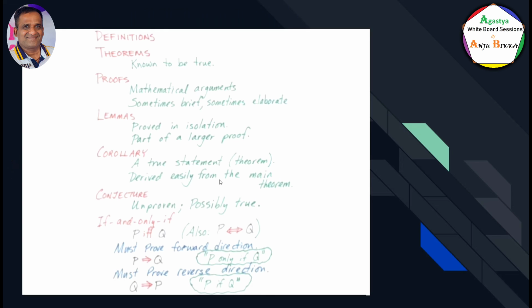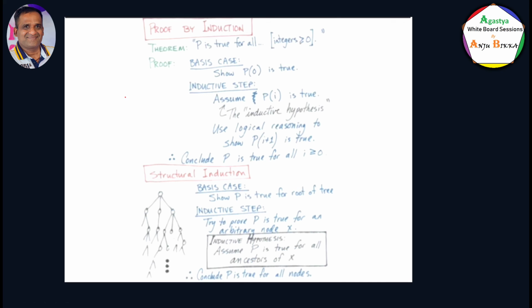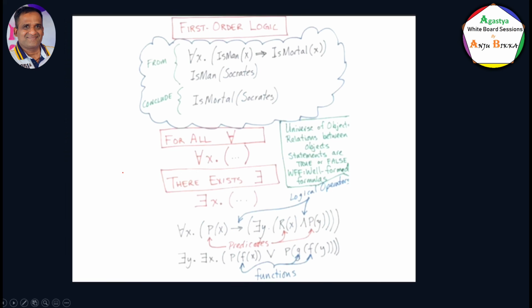Regarding part 3, we are going to discuss these prerequisites before Turing machines. As part of part 3: theorems and proofs, lemmas, corollary, conjecture, if and only if, proof by construction, proof by contradiction, proof by induction, structural induction, first order logic. All these we are going to discuss before the Turing machines.